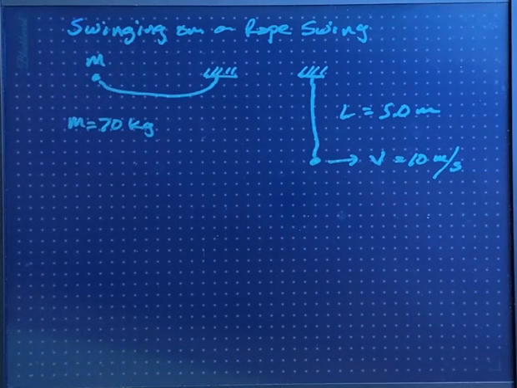In this video, I'd like to set up and solve for you a problem that uses ideas about forces, about Newton's second law, and uniform circular motion to analyze how strong of a rope you need in order to swing at the end of a rope swing.